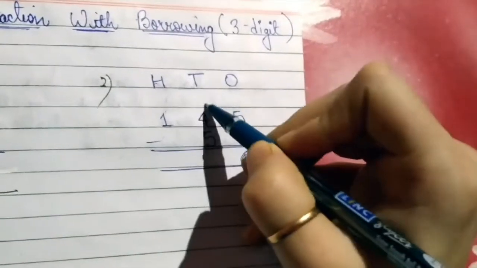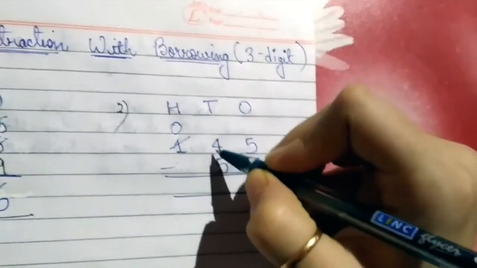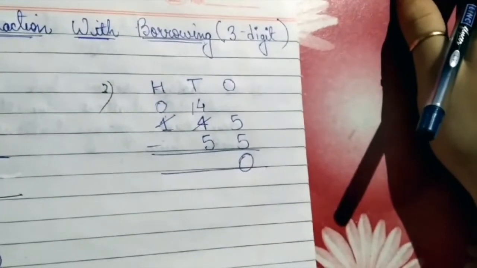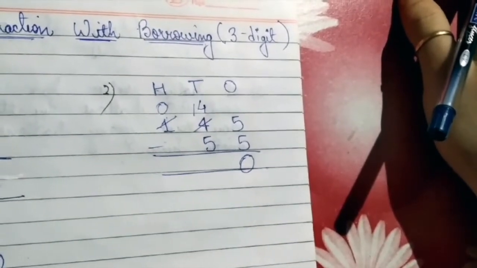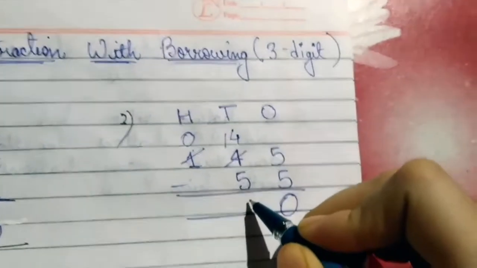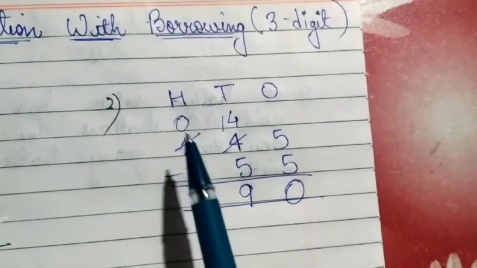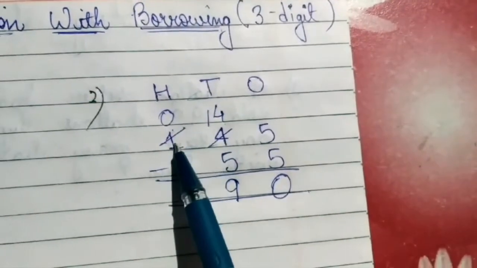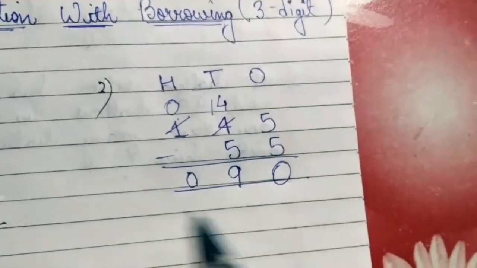When we take 100 from the hundreds column, 1 will become 0 and 4 plus 10 tens becomes 14. Now we can easily subtract 14 minus 5, and that is equal to 9. So 14 minus 5 becomes 9. And 0 minus 0 is equal to 0. So when we subtract 145 minus 55, we get 90 as the difference of these two numbers.